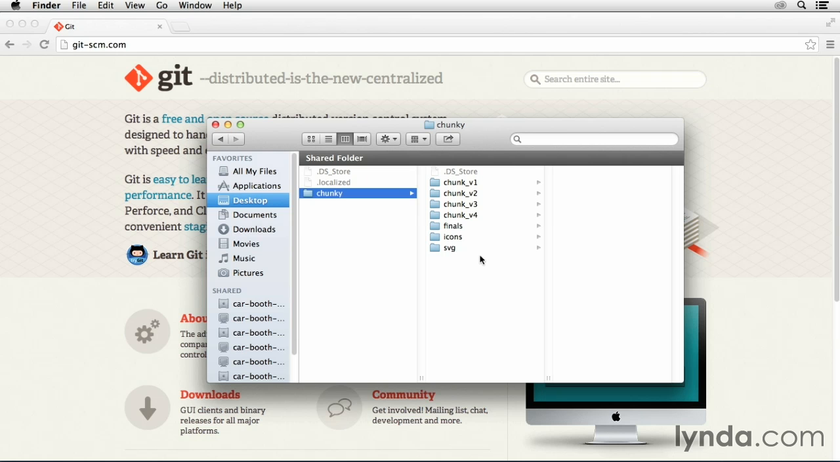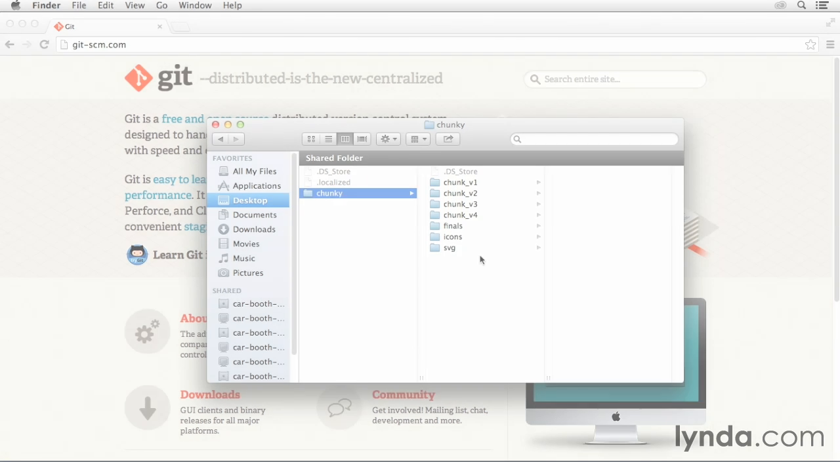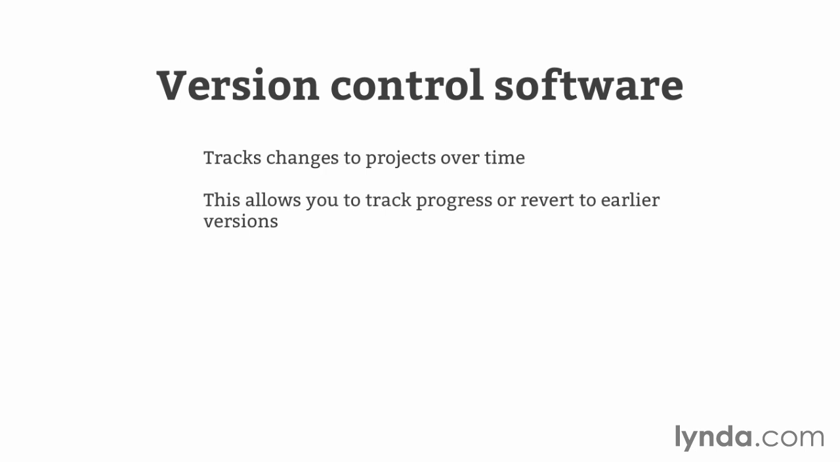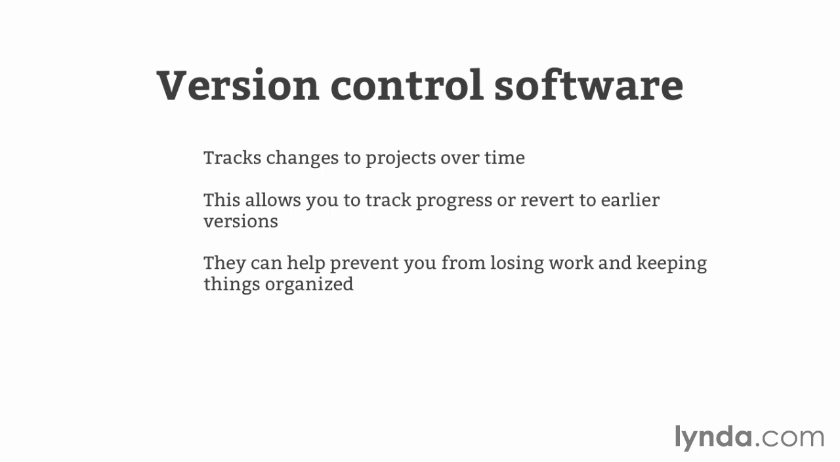So what version control does for us is it can make this process a lot less painful. At its most basic, it tracks the changes to projects over time so that you can check progress or revert to an earlier version a little bit later on. Having software do this for you automatically can save you a great deal of time and usually prevent you from losing work through overwriting or inadvertently deleting files.